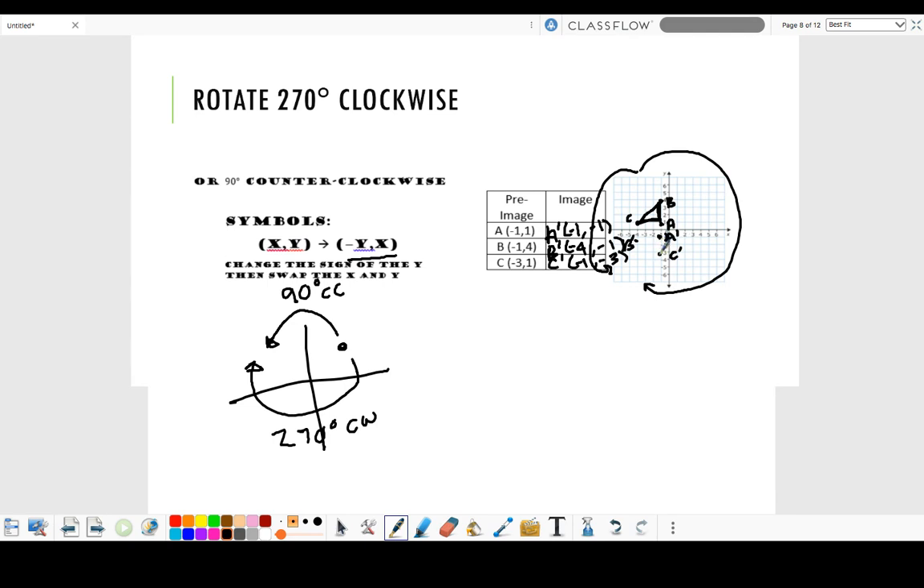I apologize that this is so small. And so we have our figure here.